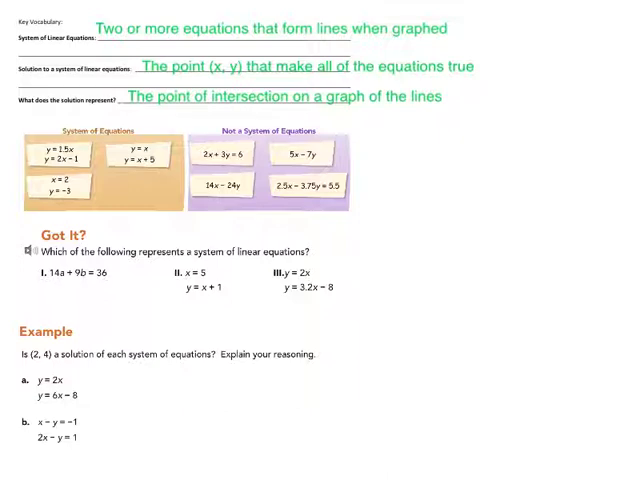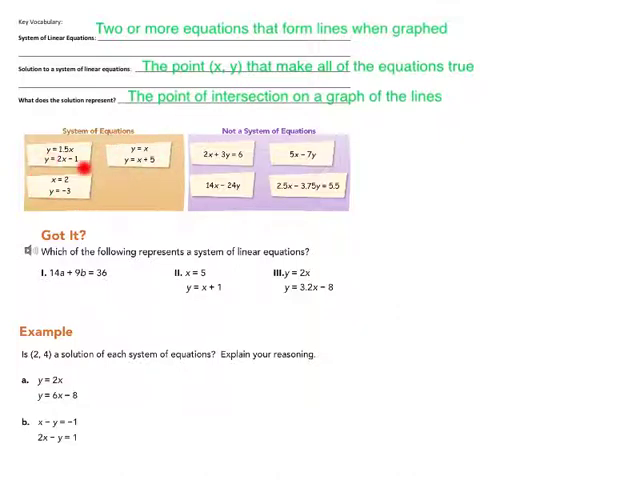Now I'm going to talk about the definition of a system of linear equations, which is two or more equations that form lines when they are graphed. So over here in this orange box, we have examples of systems of linear equations. We have two equations here, and both of those will form a line. Notice they're in y equals mx plus b form, and we should know that that forms a line. Here are two equations. They also have y equals mx plus b form, so those are both lines as well.